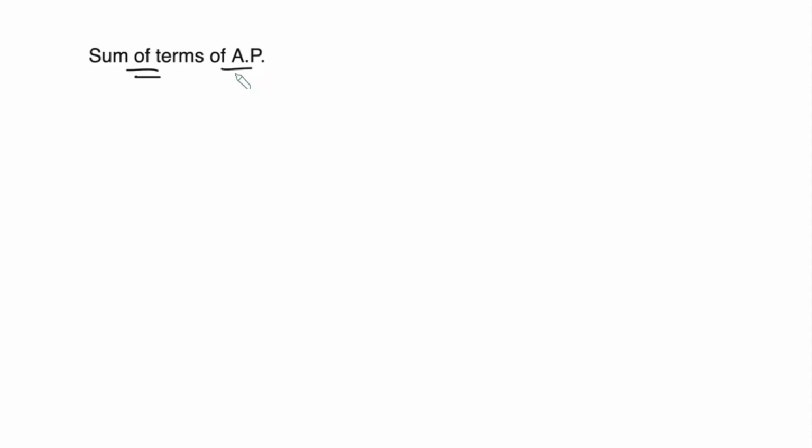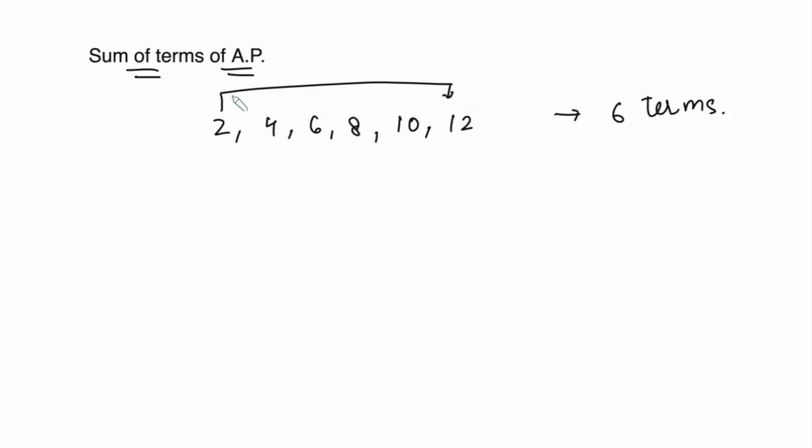Sum of terms of an AP. If you have an AP 2, 4, 6, 8, 10, 12, if you observe carefully, we see that the sum of the first and the last term is 14. The sum of the second and second last term is also 14. The sum of the third and third last term is also 14, right?